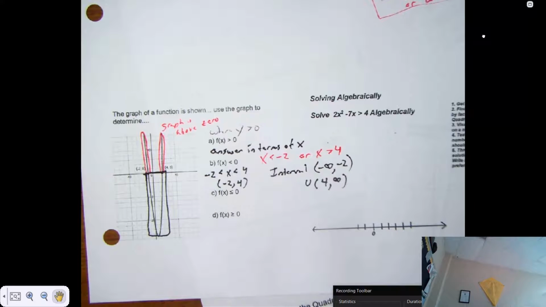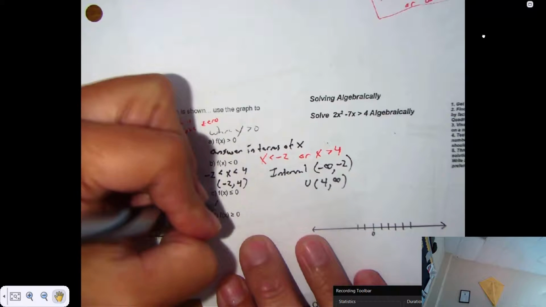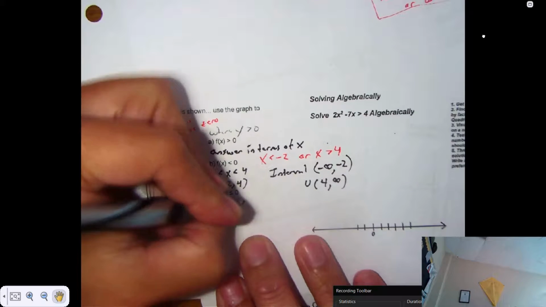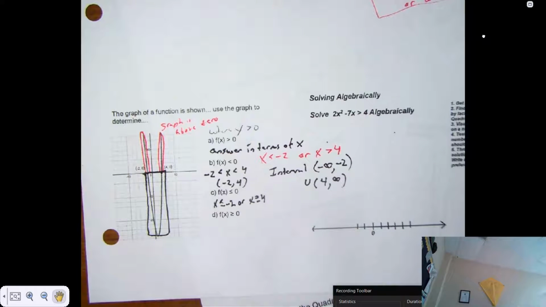What's the difference between B and C? Symbol. I don't use less than symbols, I use what? Yeah. So it's going to look just like this, except the symbolism has a bar under it. So x is less than or equal to negative 2, or x is greater than or equal to 4. What's that look like as an interval?